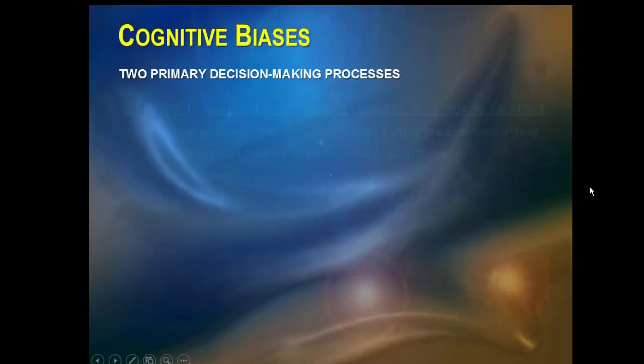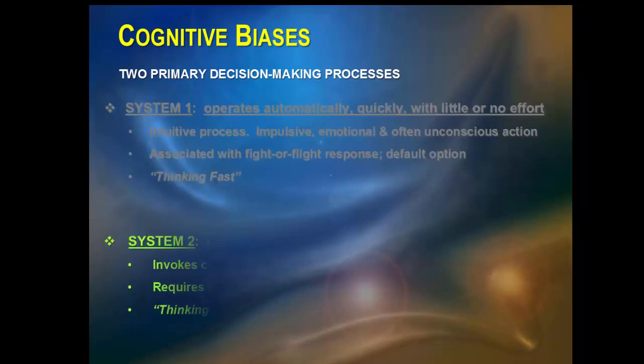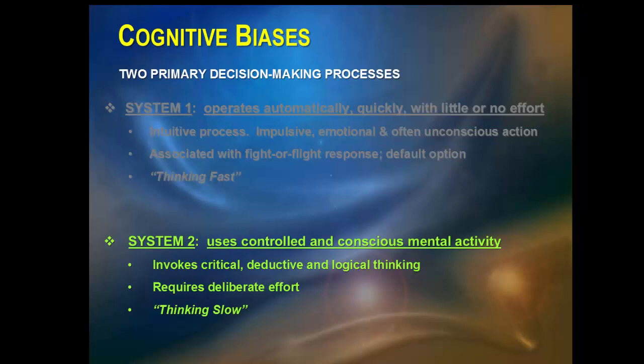Cognitive bias. System one operates automatically, quickly, with little or no effort. It's an intuitive process, impulsive, emotional. It's often unconscious. It's associated with fight or flight responses. It's the default option, thinking fast. System two uses controlled and conscious mental activity, invokes critical, deductive, and logical thinking, requires deliberate effort, thinking slow.